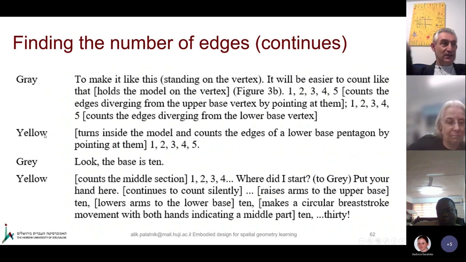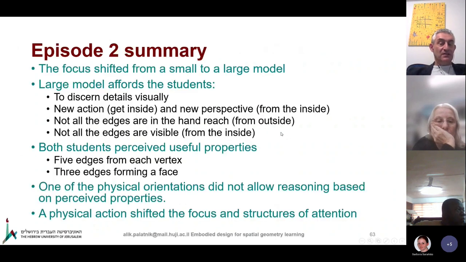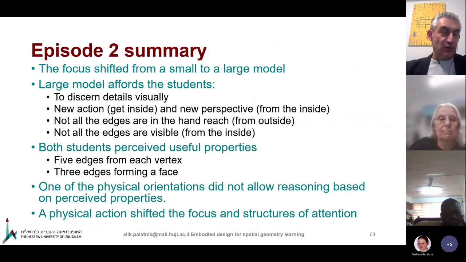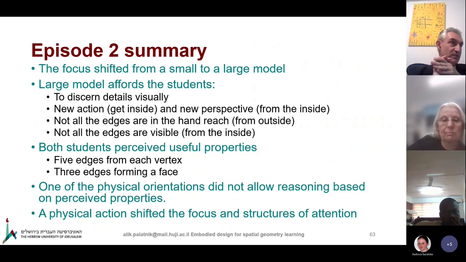And then yellow, she picks his idea and saying, okay, 1, 2, 3, 4. And then she counts what is up, base down, and lower base and upper base. And then she counts this. And she arrived at the correct answer, 30. So I will summarize, and then we go to discussion.